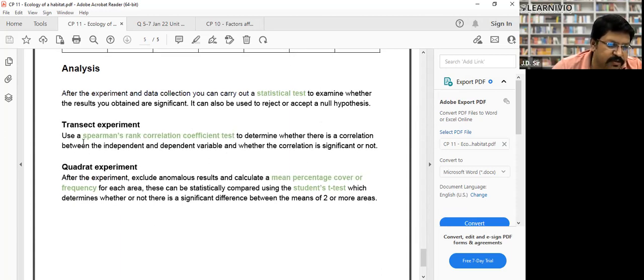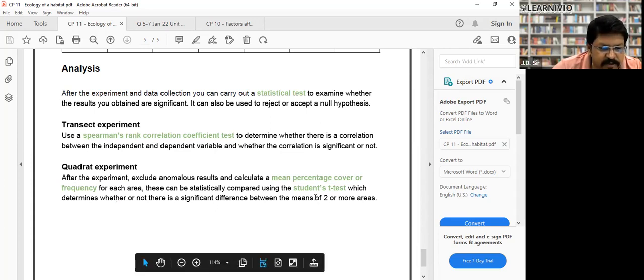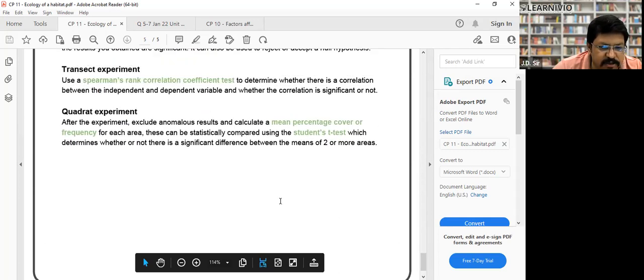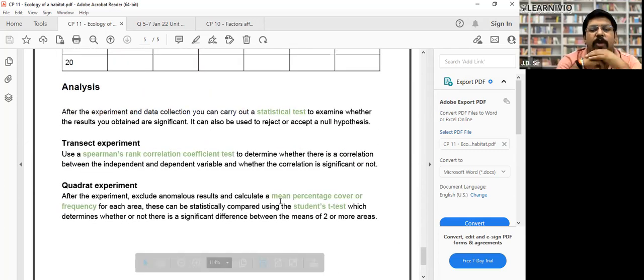Now here what we have to do, we have to use some statistical tools, right? Two tools: Spearman's rank correlation coefficient. Here we have to put in the formula, and quadratic mean percentage cover frequency. T-test, we have to use the t-test. Here we have to use the two formulas.